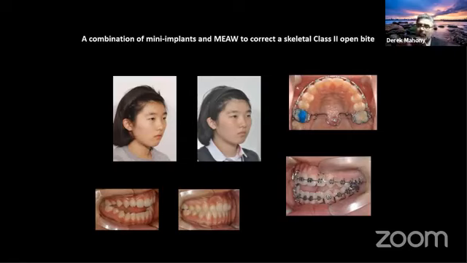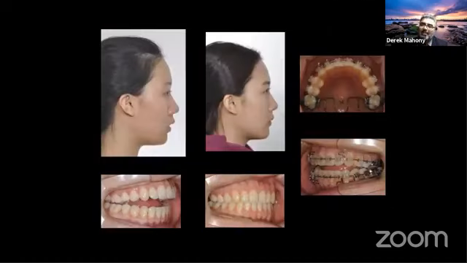So here's a bit of a combo. Being Korean and being influenced by the other Dr. Kim who developed the MEAW technique, here what you're able to do is use a little bit of a combination of MEAW wires with the TPA and the mid-palatal TAD. And that allows really good control of your occlusal plane and your molar intrusion. So a bit of a combination technique.